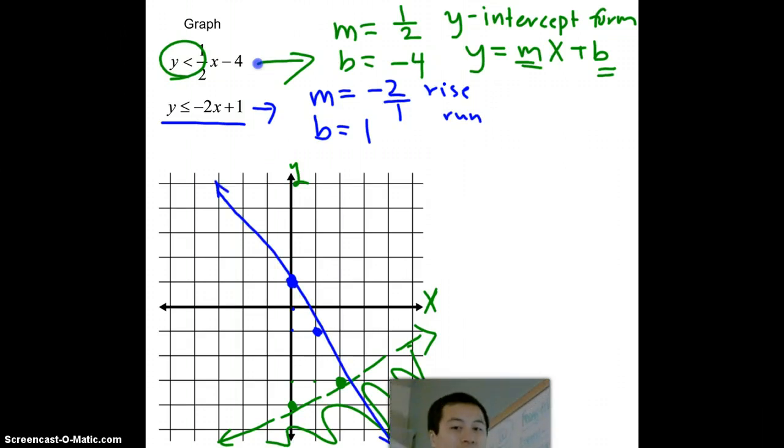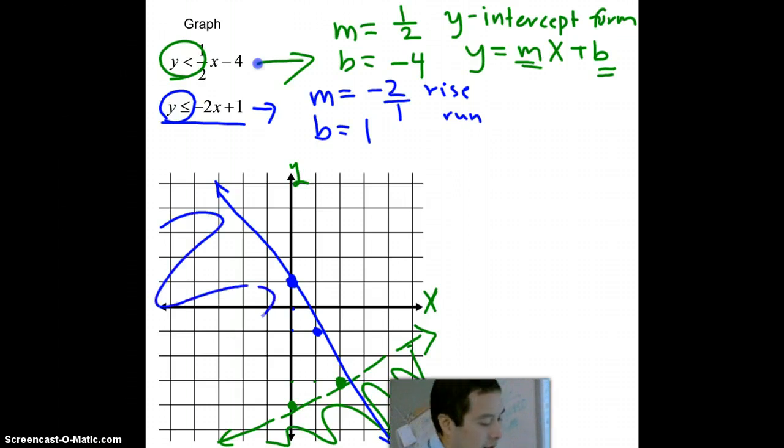And now you have to shade. So now read this. Is y small or y big? So it looks like y is small, therefore you shade at the bottom of the line or the top of the line. Y is small, you shade at the bottom. So I'm going to shade here, just lightly shade here.